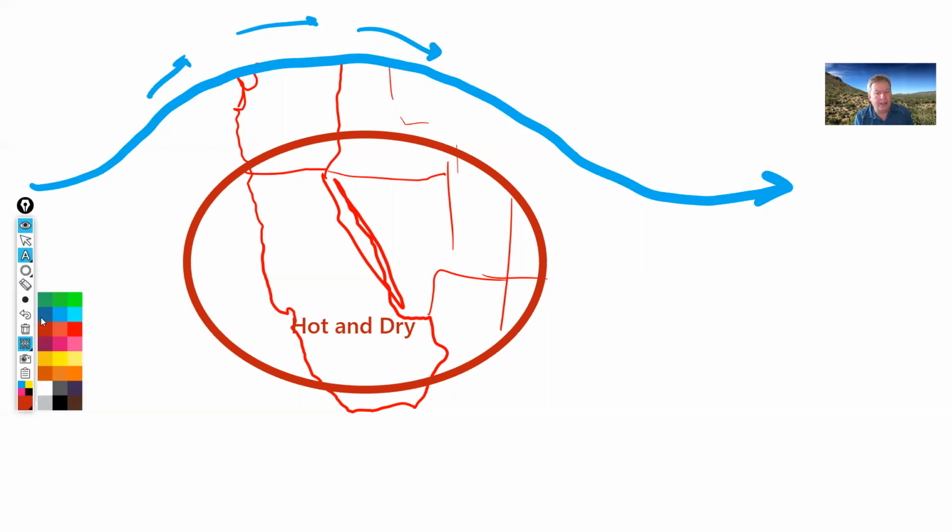Well, if I have a ridge, what that's going to lend itself to is that I tend to get these little areas of a trough coming through. And anytime I have a trough, T-R-O-U-G-H, okay, a trough coming through, this area here is where I get storms.